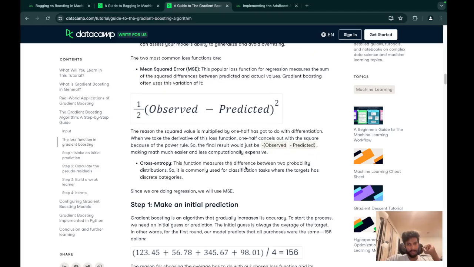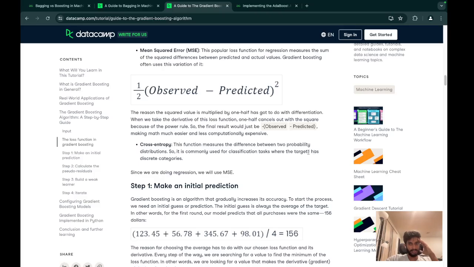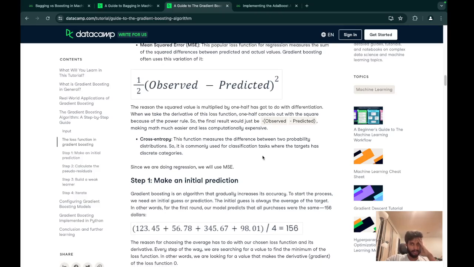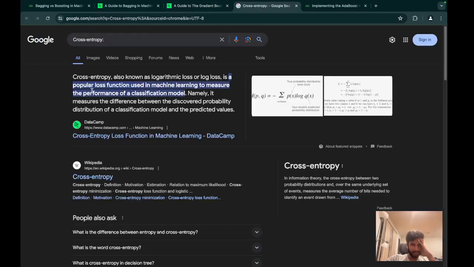Cross entropy loss function measures the difference between two probability distributions. So it is commonly used for classification tasks where the targets have discrete categories. Basic cross entropy.